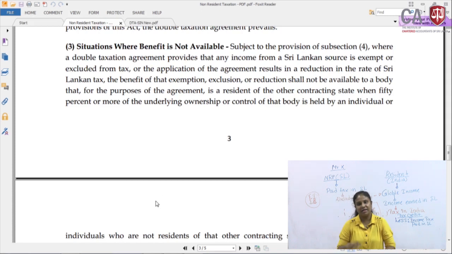Even where there are treatments for avoidance of double taxation, due to those benefits, if there is a reduction in the rate or a reduction of the income tax liability which should be received by Sri Lanka as tax, some exemptions, exclusions or reductions shall not be available.